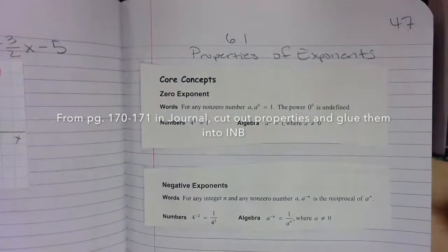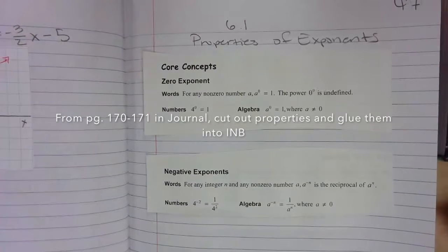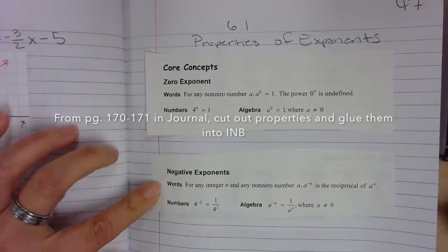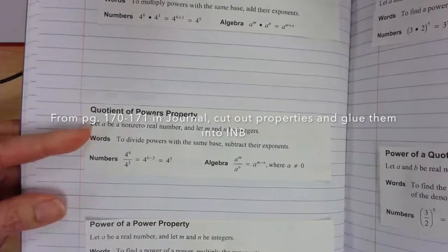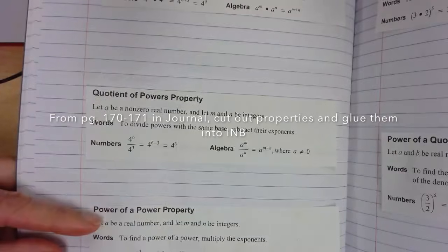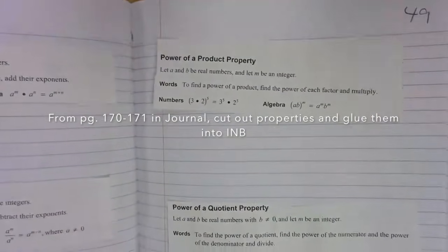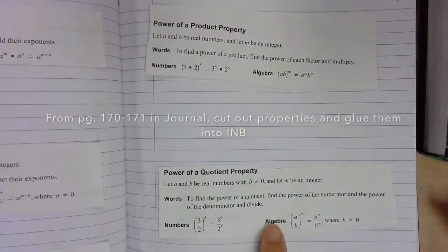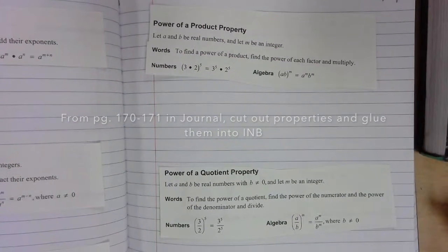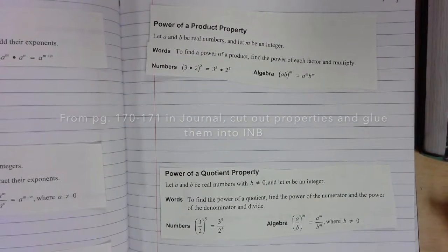On one page, I want you to have the core concepts of the zero exponent and the negative exponent. On the next page, you're going to have product of powers property, quotient of powers property, and power of a power property. And then on this page, we're going to do power of a product property and power of a quotient property. So pause the video now, rewind it to make sure you get all of that glued into your interactive notebook.